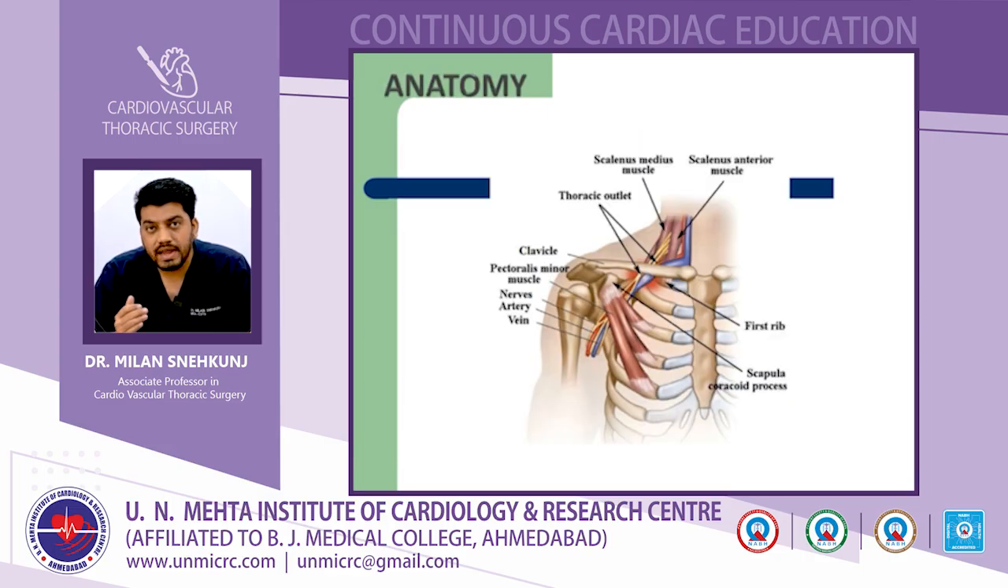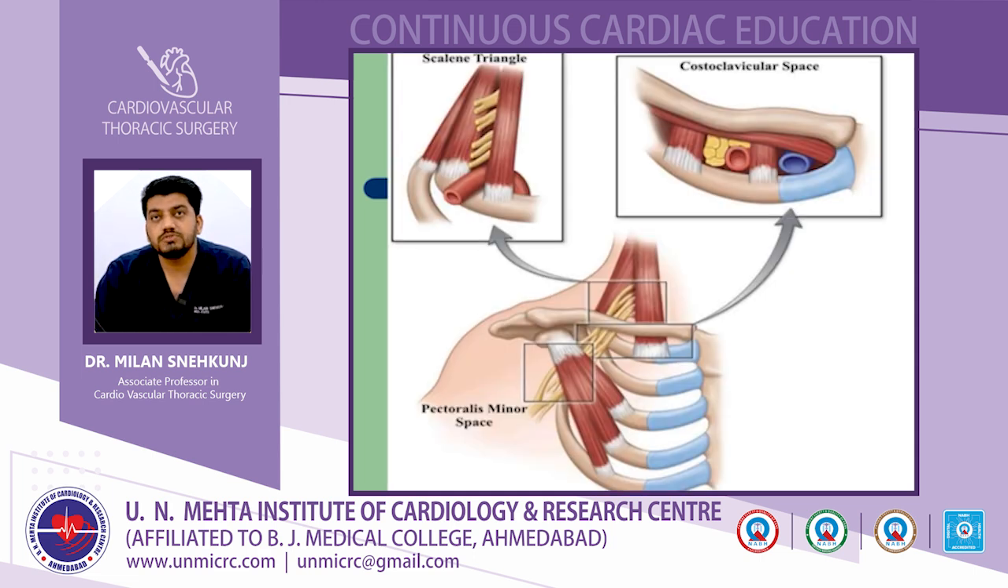So now coming to the entrapment sites, there are three main entrapment sites where the structures of the neurovascular bundle can be compressed. The cervicoaxillary canal is divided into costoclavicular space and axilla by the scalenus medius muscle. Costoclavicular space is divided into scalene triangle. Costoclavicular space is bounded medially by the costoclavicular ligament, laterally by the scalenus medius muscle, superiorly by the clavicle, and inferiorly by the first rib.